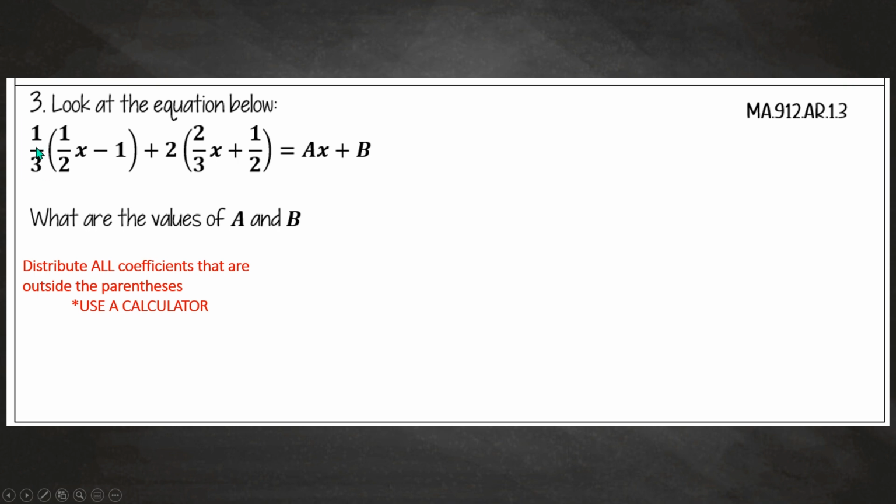So 1/3 times 1/2 is going to be 1/6. So 1 times 1 is 1, 3 times 2 is 6. So we have 1/6 x. 1/3 times negative 1 is going to be a negative 1/3. Then we're going to have the positive 2, multiply that by 2/3 x, and we get a positive 4/3 x. Positive 2 times positive 1/2 will be a positive 1.